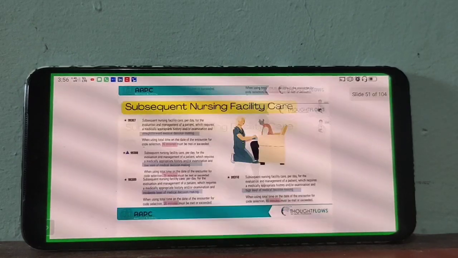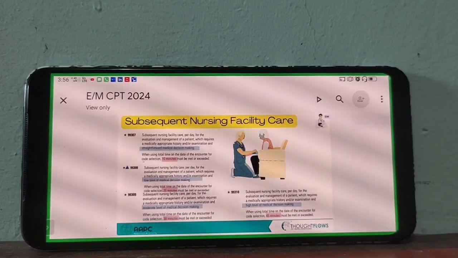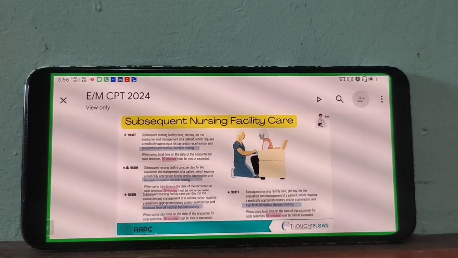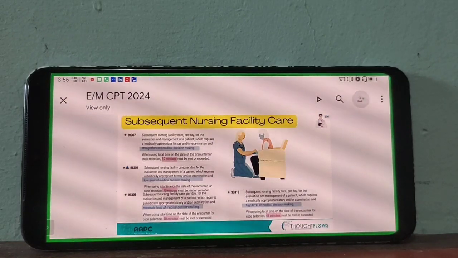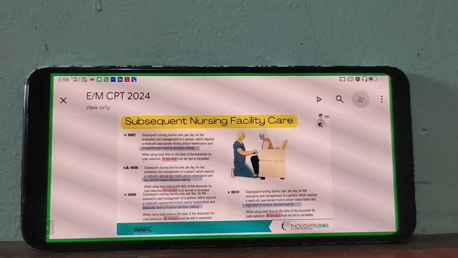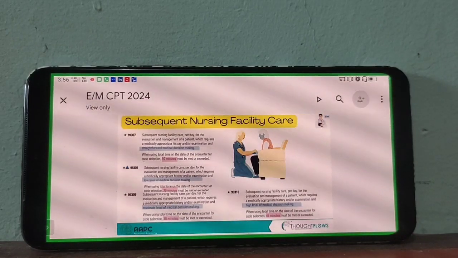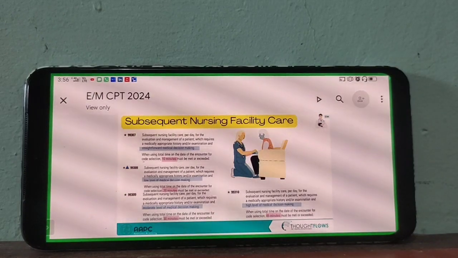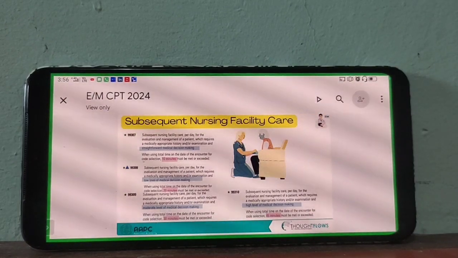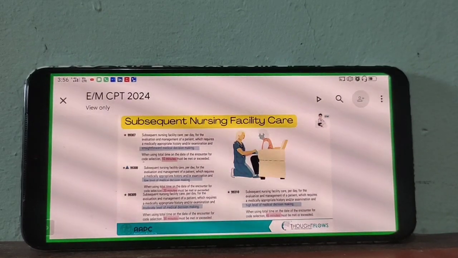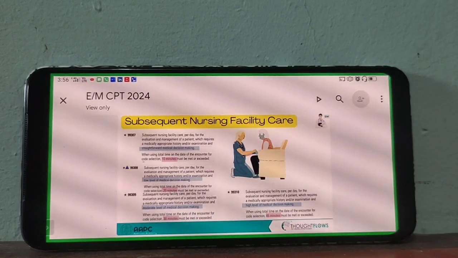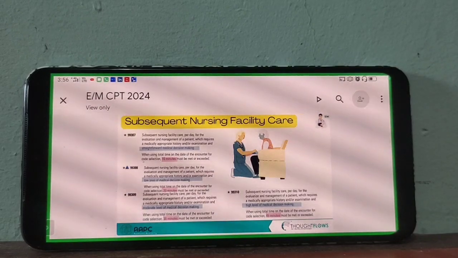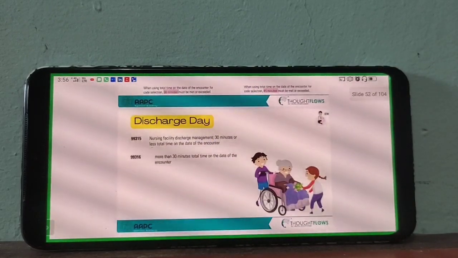Then for subsequent nursing facility care: straightforward MDM, 10 minutes, 99307; low MDM, 20 minutes, 99308; moderate MDM, 30 minutes, 99309; and for high MDM, 45 minutes, 99310. These code sections are for subsequent days. From the second day, third day, we have to apply these code sections.